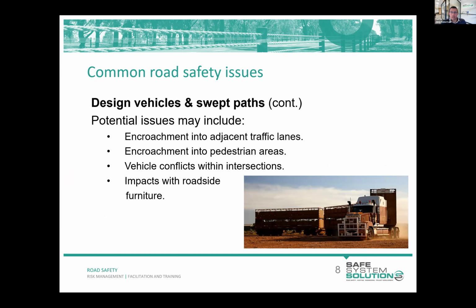Potential issues associated with getting the choice of design vehicle wrong include vehicles encroaching into areas they shouldn't. It might be into adjacent traffic lanes when making turns. A vehicle needs to swing out wide to make a turn, for instance. They might encroach on pedestrian areas. That might be cutting the corner, and the inside of the turn movement, mounting a curb at the corner of an intersection in a pedestrian area.